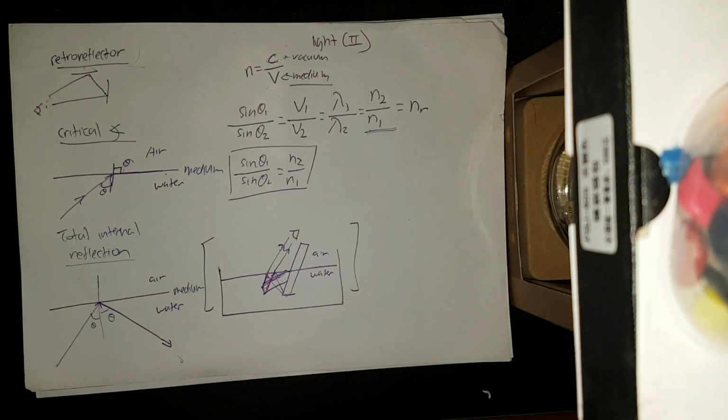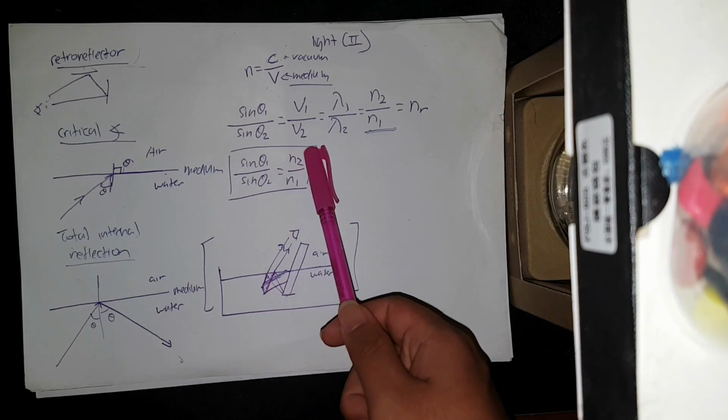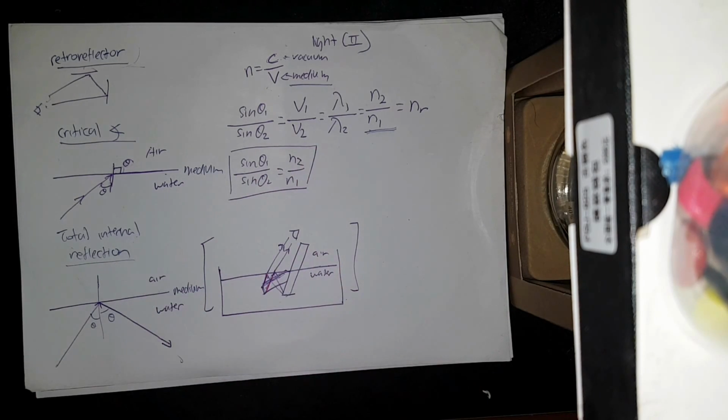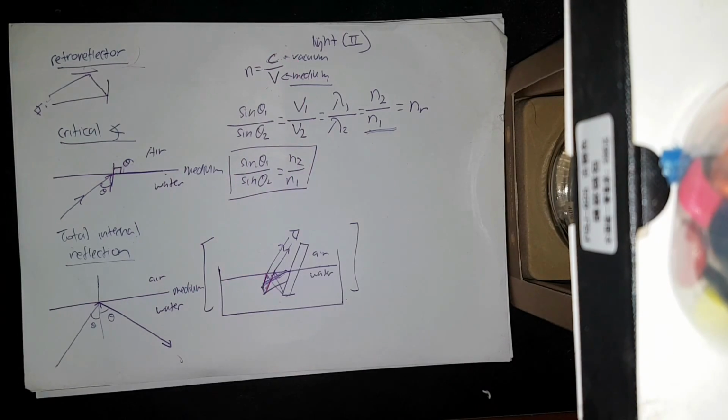Hi, for part 2 of light, we'll go more in depth regarding the refractive index of light. From the last tutorial video, you will learn that sin theta 1 over sin theta 2 is equal to n2 over n1. So, this video will introduce to you a new formula, n equals c over v, where c represents the speed of light in vacuum and v represents the speed of light in medium.